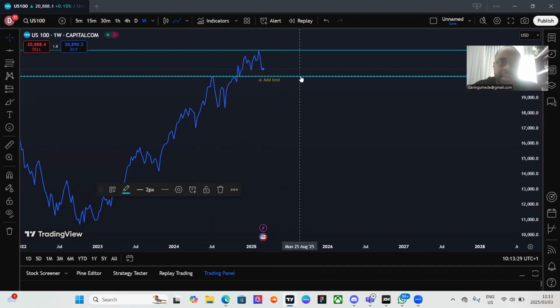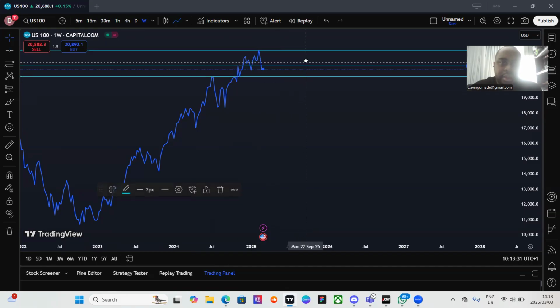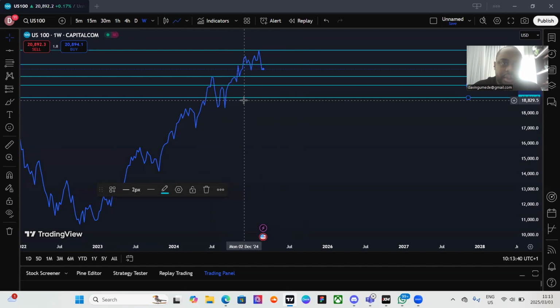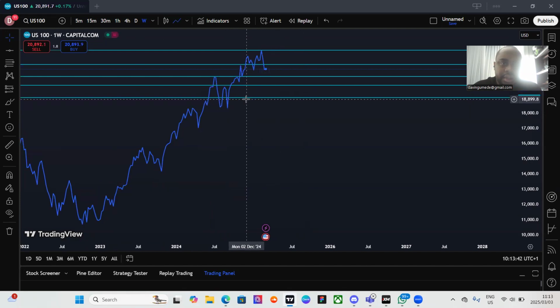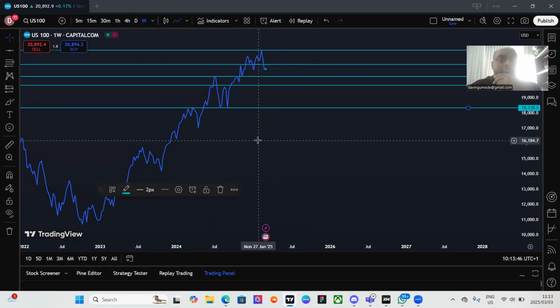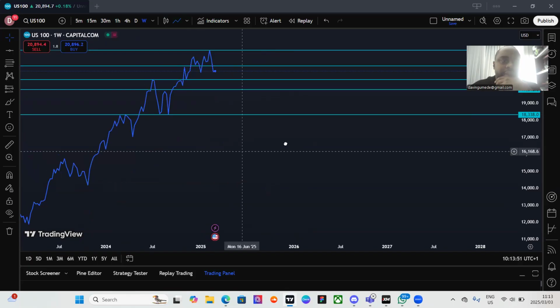We'll just be mapping out key levels that are very crucial within the charts so that we can be able to see which areas will potentially be heavily respected.